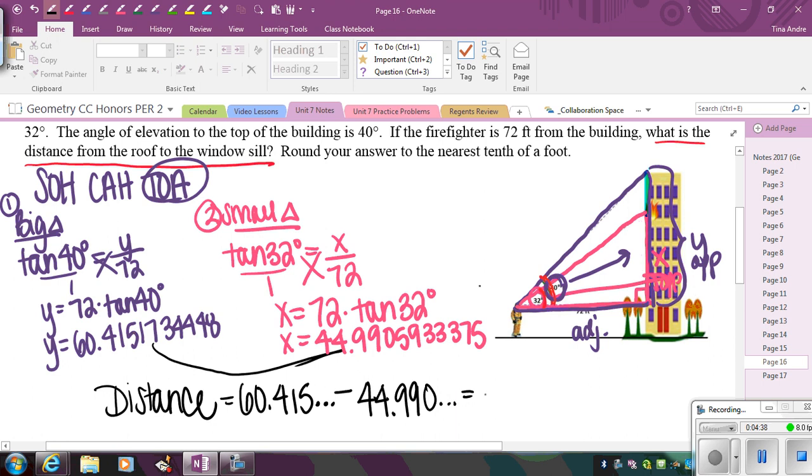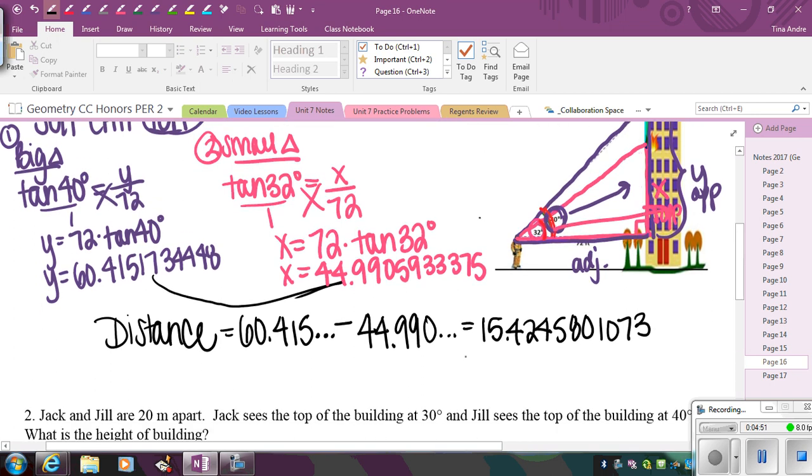So when I do that, I get 15.4245801073. I am rounding my answer to the nearest tenth. So now when I'm all done, I can say that the distance is approximately equal to 15.4. Units on this are feet. So there you have it.